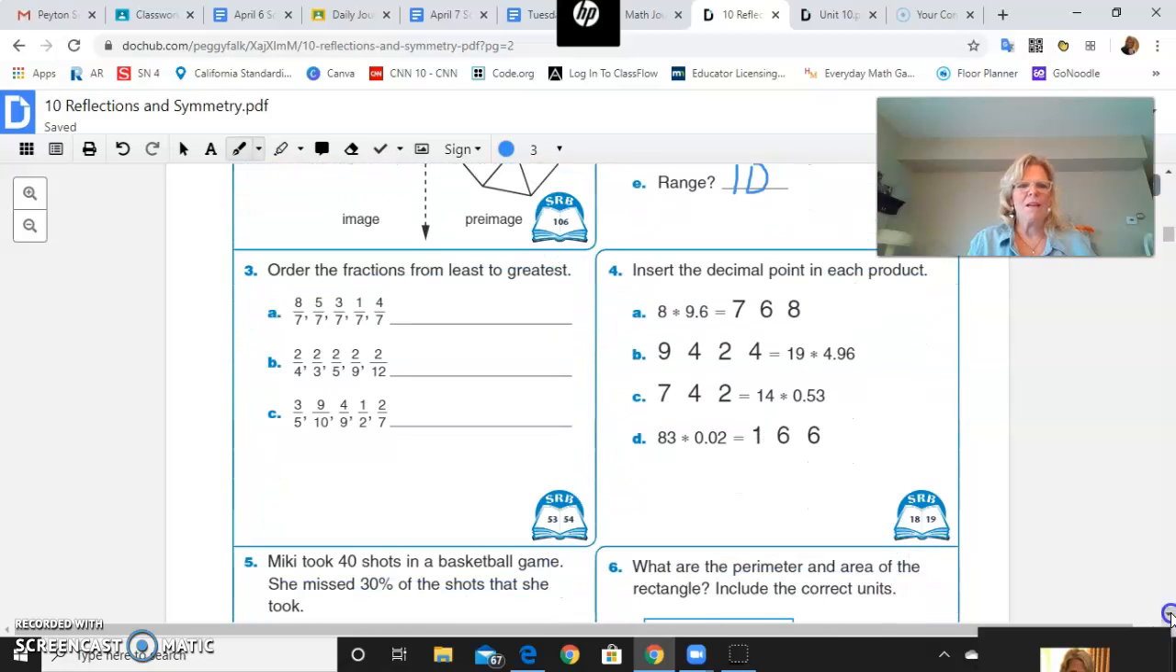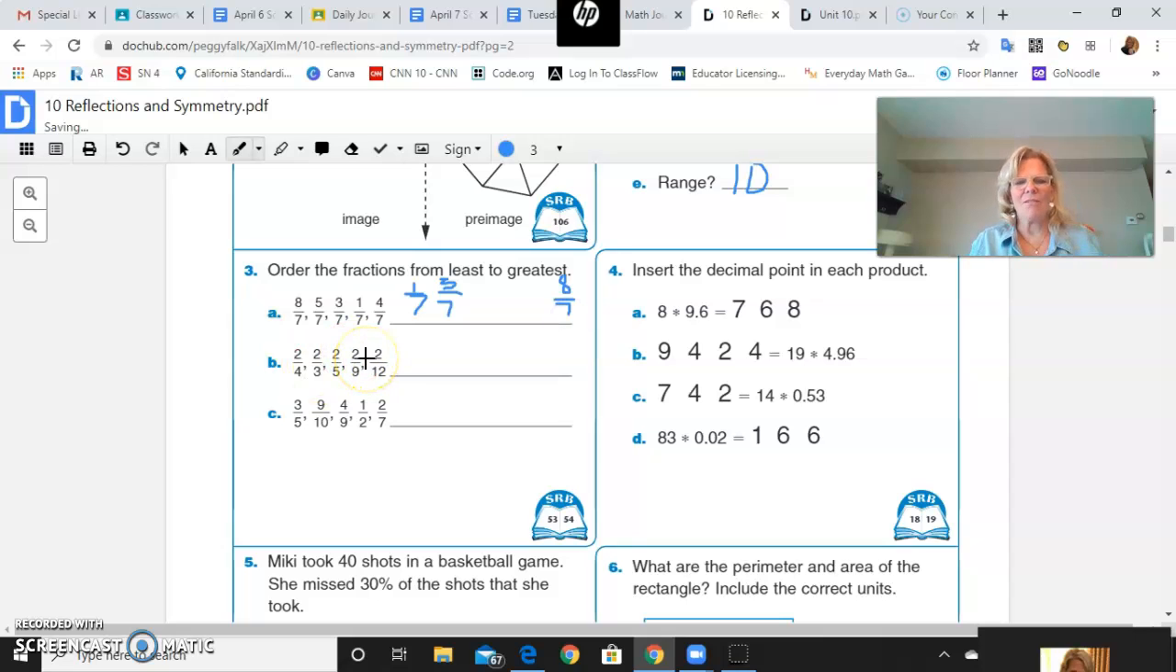Just so you know. Okay, you had to order these from least to greatest. Well, when your denominator is the same, the smallest numerator would be your smallest fraction. So 1/7, then it would be 3/7. I'm not going to do this all just to save time. And then it would be 4/7, 5/7, and 8/7 would be your biggest.